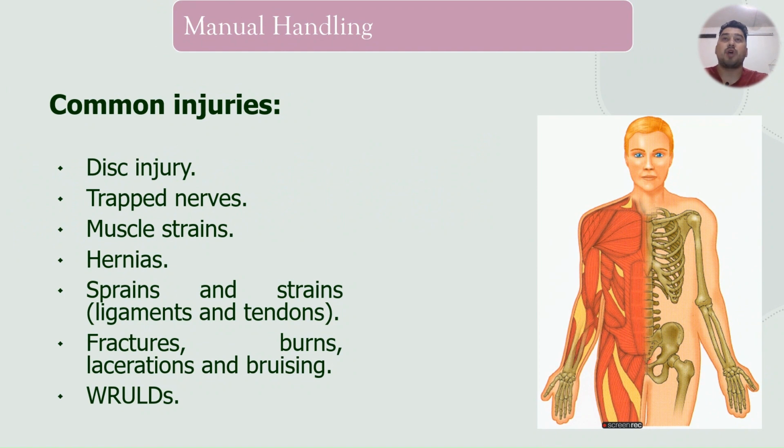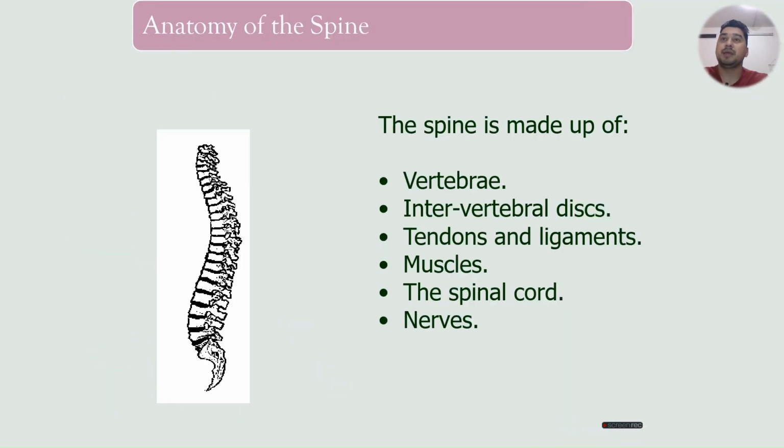What are the common injuries of manual handling? There are some common injuries related to manual handling. They are disc injuries, trapped nerves, muscle strains, hernias, sprains and strains, ligaments and tendons, fractures, burns, lacerations and bruising, and work-related upper limb disorder. So these are the main common injuries related to manual handling.